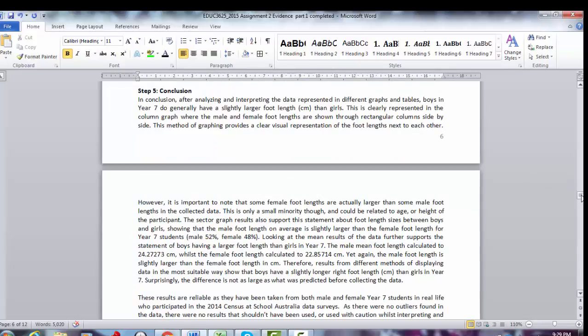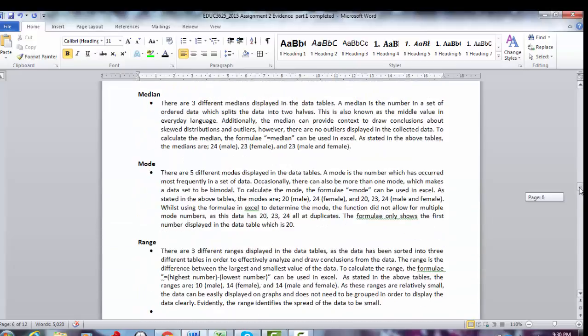So in conclusion, after analysing and interpreting the data represented in different graphs and tables, boys in Year 7 do generally have a slightly larger foot length in centimetres than girls. This is clearly represented in the column graph where the male and female foot lengths are shown through rectangular columns side by side. This method of graphing provides a clear visual representation of the foot lengths next to each other.